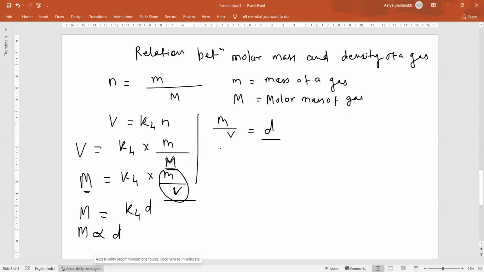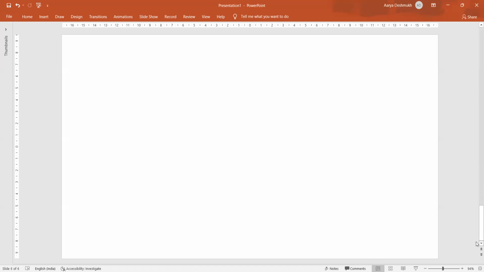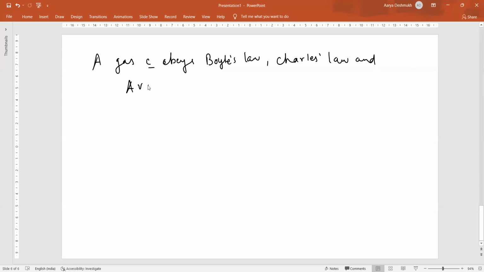Now, a gas which obeys Boyle's law, Charles' law, and Avogadro's law is an ideal gas. Yeah, an ideal gas.